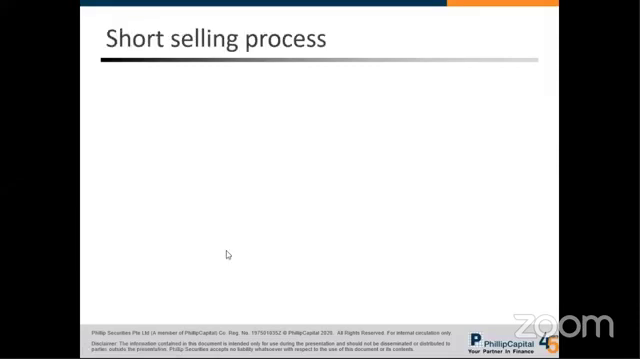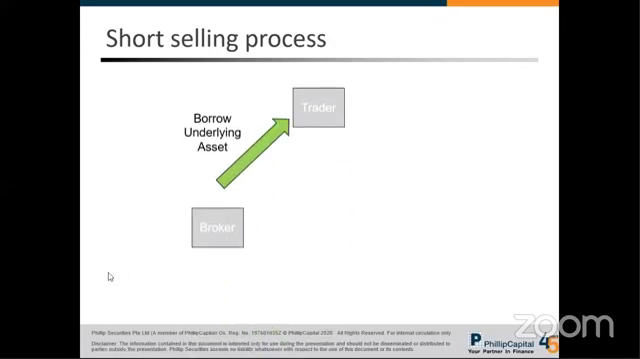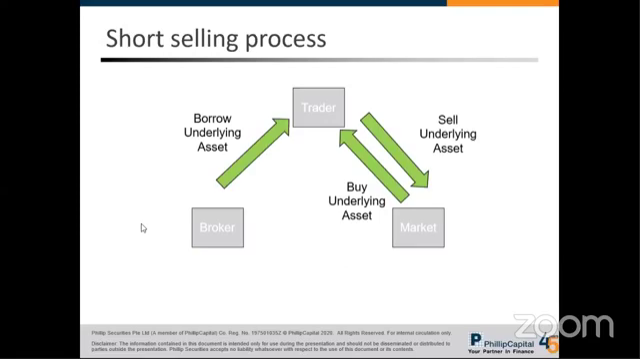So we need to understand the short selling process. Let's say you are a trader. Before you do short selling, you need to borrow the underlying asset from the broker. You can do it through our PhillipCapital SBL. Then you short sell the underlying asset in the market. When the price drops lower, say to $25 as in the previous example, I buy back the underlying asset, then return it to the broker. So in this process, you have to do 4 different steps on your own.